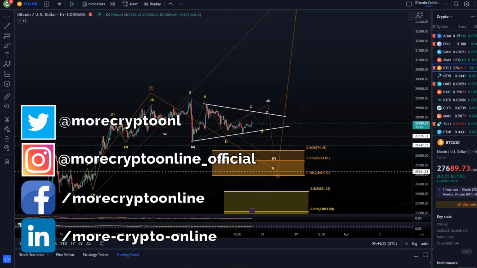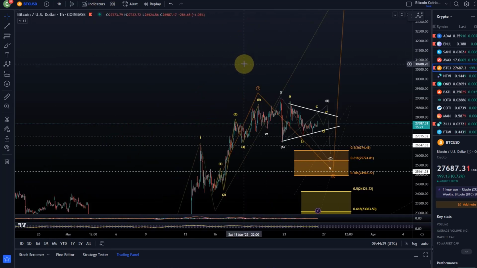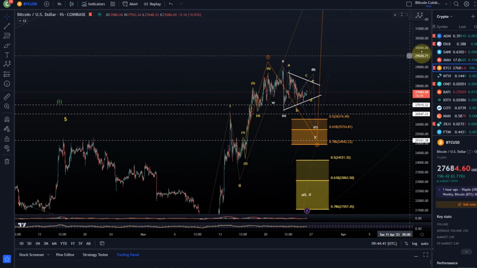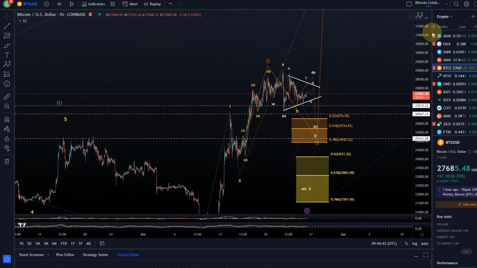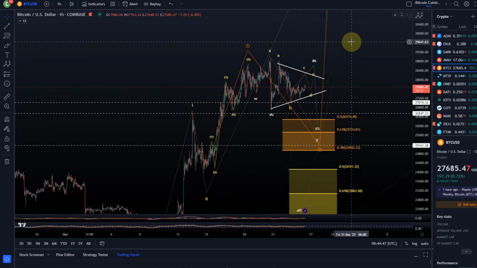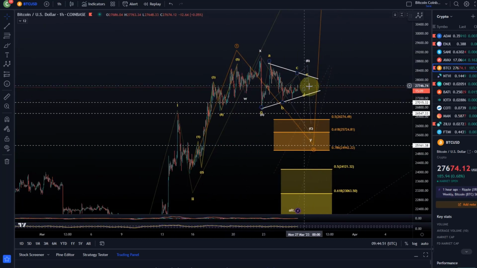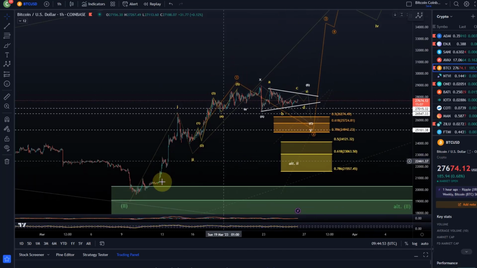Bitcoin continues to be constrained by its triangle boundaries here. For me, overall upside is still preferred, but possibly with the potential to go down first before that upside. And this is simply due to the ongoing consolidation here. We had a very full 5-wave move to the upside, so a pullback is actually due.